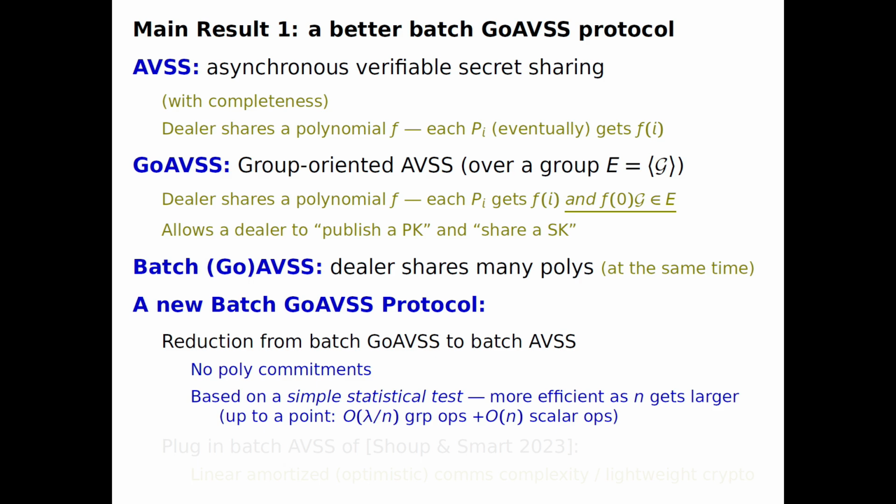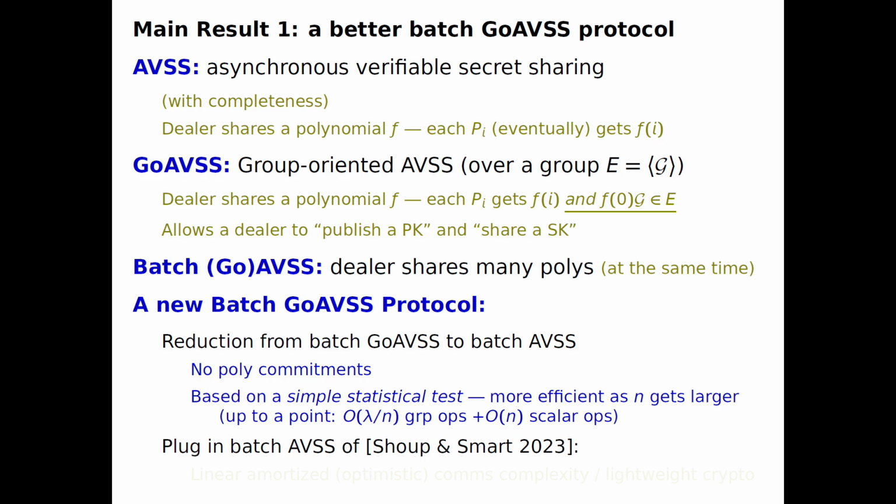So the statistical test takes lambda over n group operations, and that would probably be too good to be true if that were the whole complexity. It would just go down to zero as n gets large. But then there's some extra work that's linear in n, scalar operations, and then the VSS protocol itself will contribute a linear term.